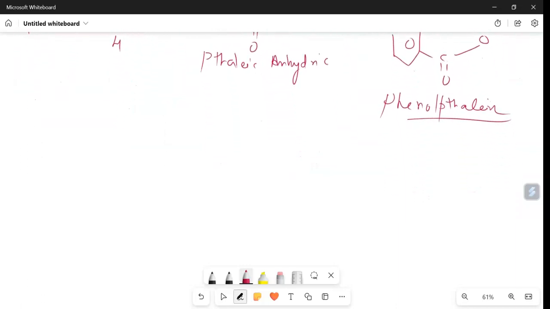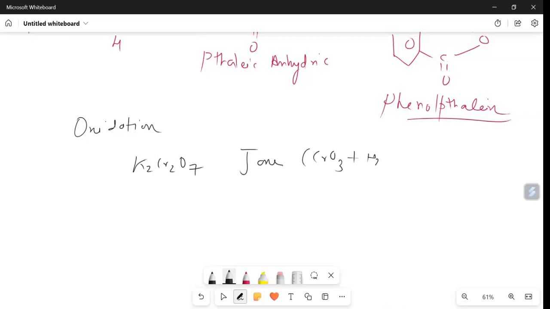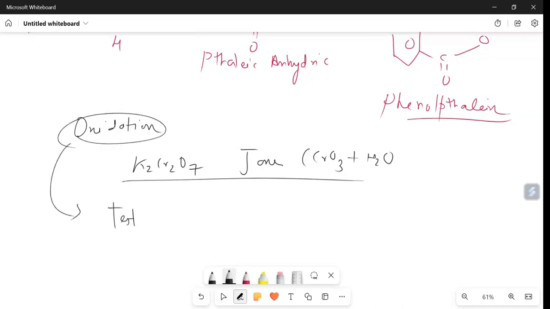So these are the reactions, and oxidation is also done by using K2Cr2O7 or Jones reagent like CrO3 plus H2O, and it will give quinone, which we are going to discuss in the next video on oxidation and tests.